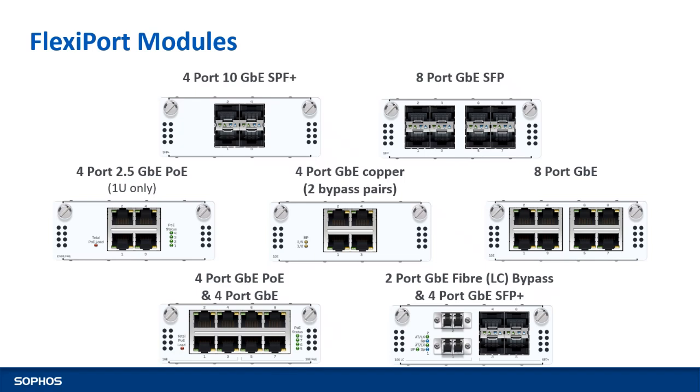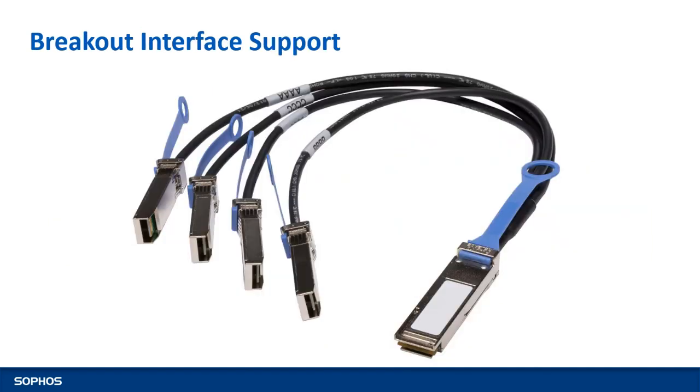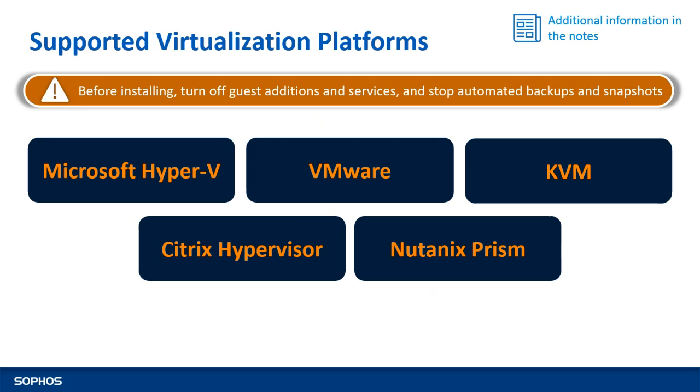Please note that the FlexiPort modules are not hot swappable and require the device to be turned off to install. Sophos Firewall supports breakout capable 40 gigabit interfaces, splitting them into 10 gigabit interfaces using breakout capable DAC cables. It is important to install Sophos Firewall on one of the supported virtualization platforms, and its tested versions are listed in the online guide. These platforms have been tested and are known to work with the Sophos Firewall operating system.